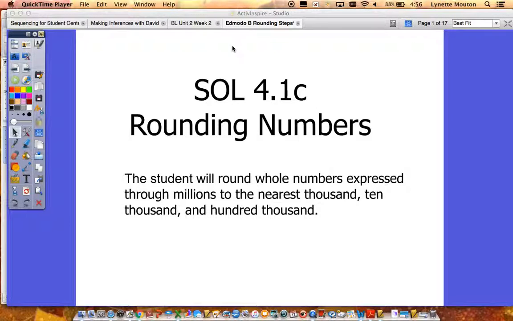Boys and girls, this is SOL 4.1C, rounding numbers, which reads the student will round whole numbers expressed through millions to the nearest 1,000, 10,000, and 100,000. So the number can go up to the millions place, but you only have to round to the 100,000s place. But we do some practicing of rounding up to the millions place.